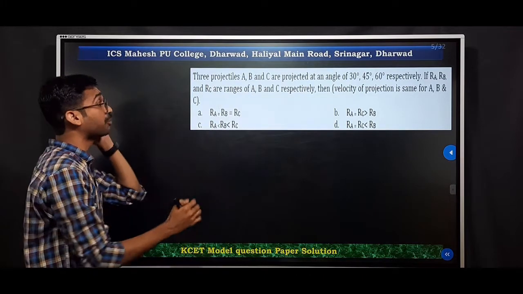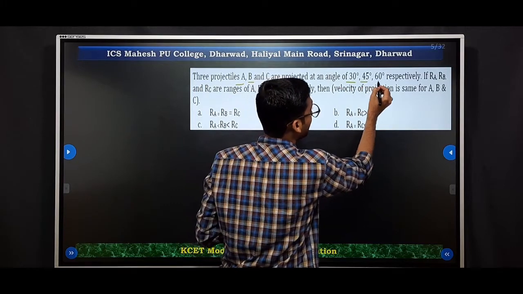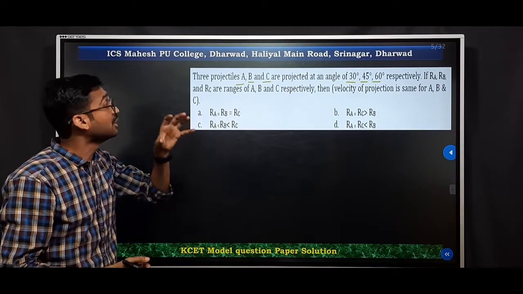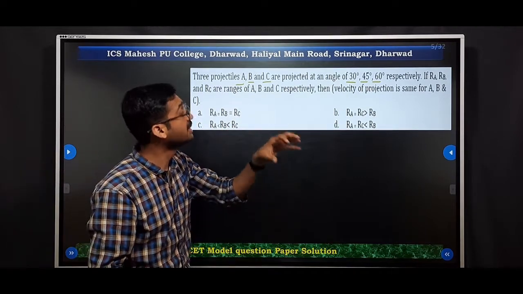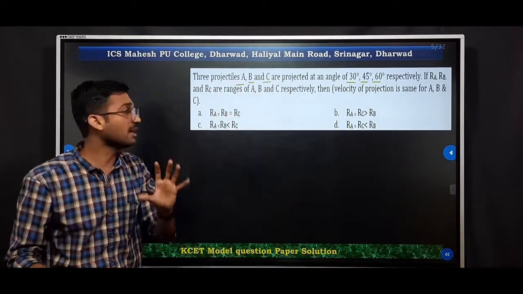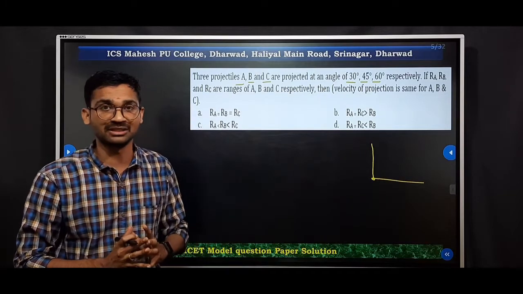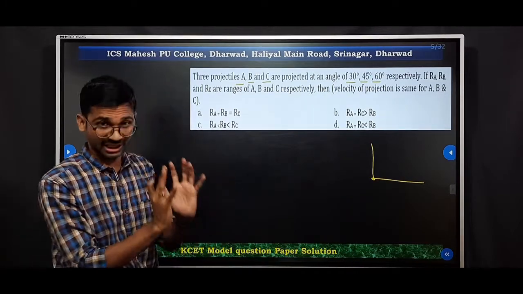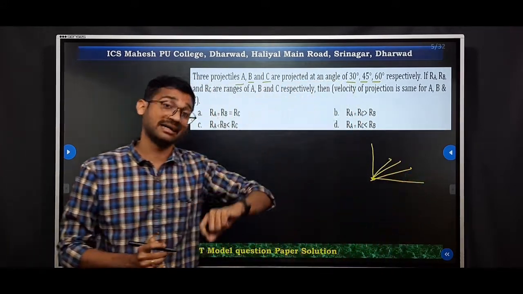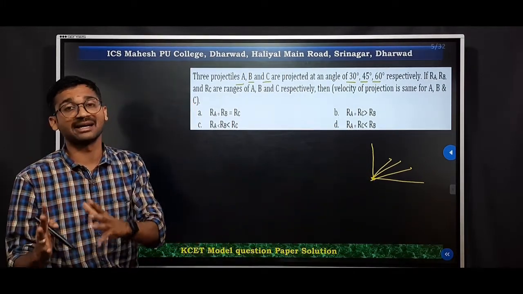That is, 3 projectiles A, B and C are projected at 30 degree, 45 degree and 60 degree respectively. If RA, RB and RC are ranges of A, B and C respectively, then the velocity of projection is the same for A, B and C. If this is a certain initial point, 3 projectiles means objects have been thrown out with different angles but with the same velocity. If it is so, what are the ranges they are asking now?